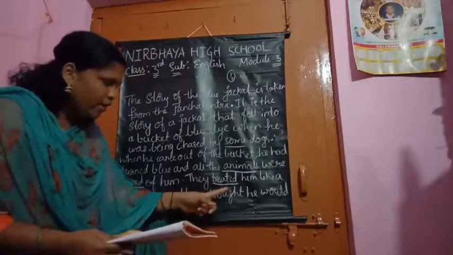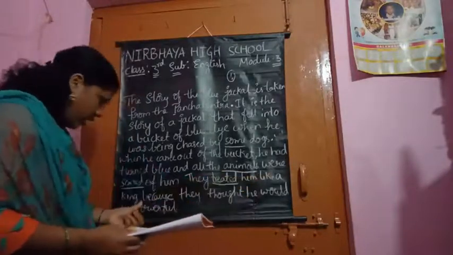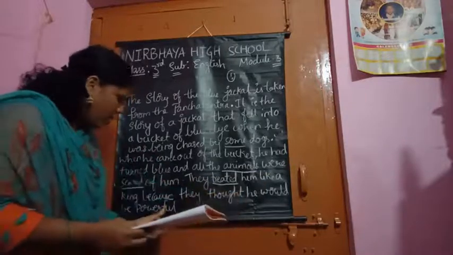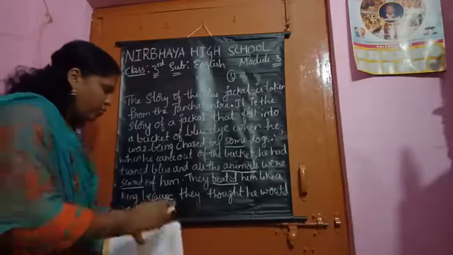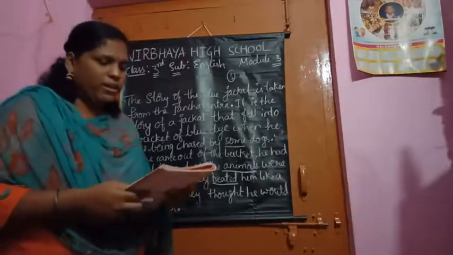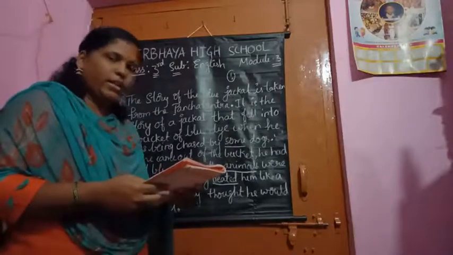Treated him like a king because they thought he would be powerful. They thought he would be powerful. And the next paragraph is there on the back side. Okay, children, I will show that also. See carefully. See here, children, I am showing you the full paragraph. Again, see here clearly, you can see this.